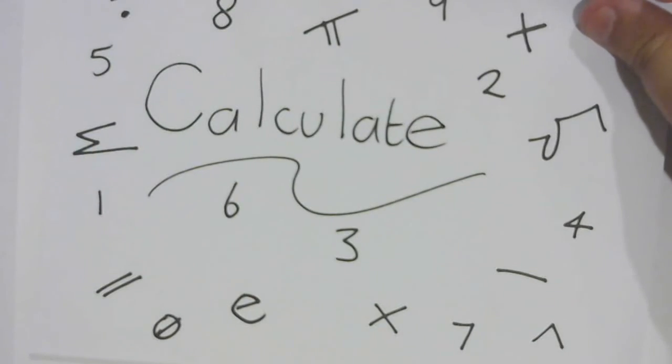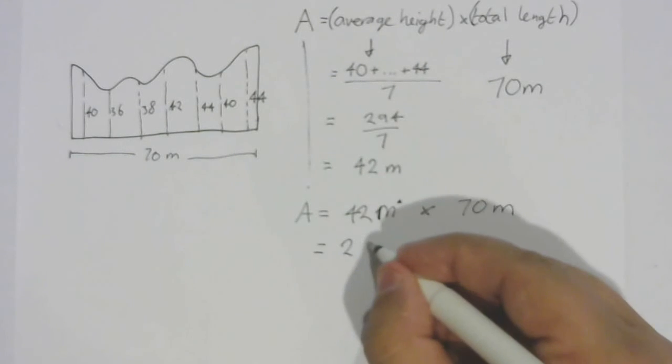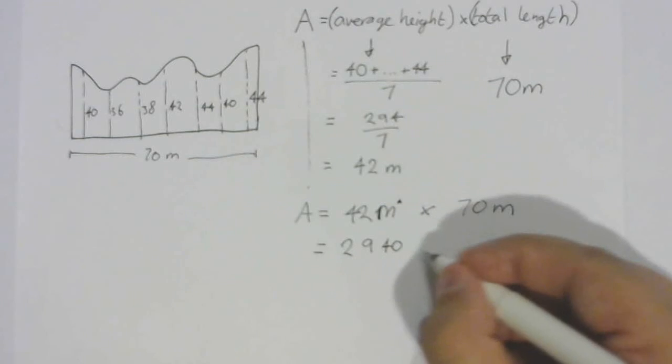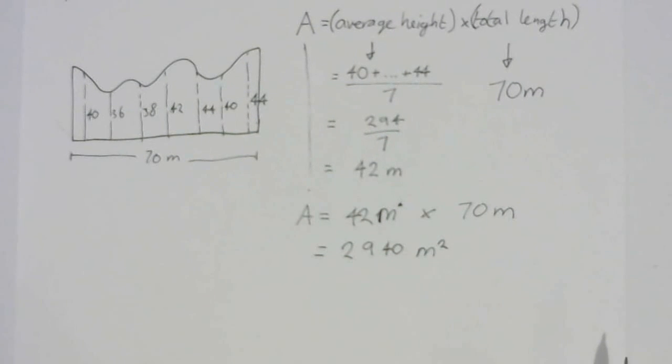42 times 70, you've got it, that is 2,940 square meters. And that is how we calculate the area of a shape using the midpoint rule.